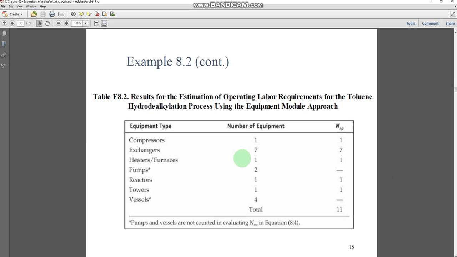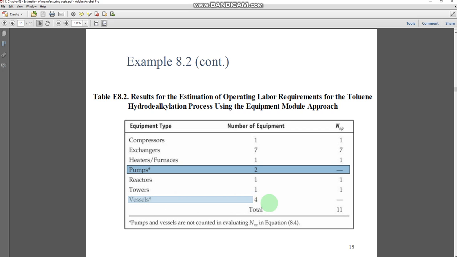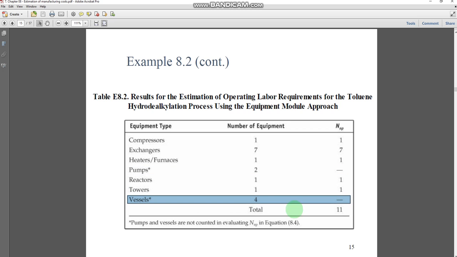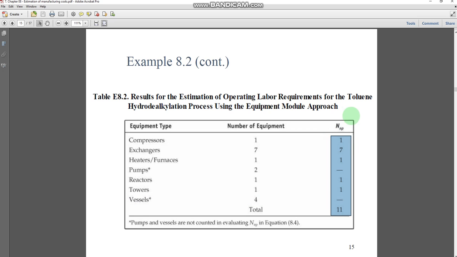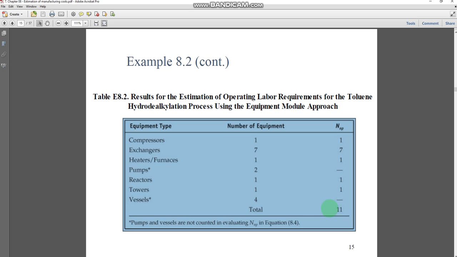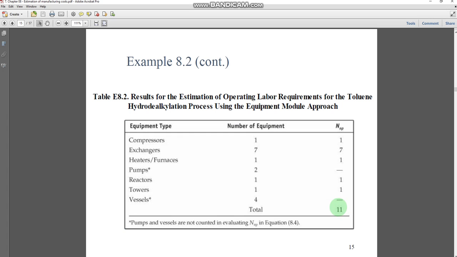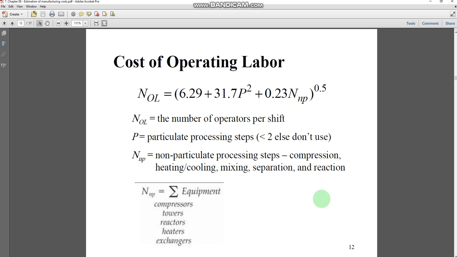You first make the list of all the equipment that you have in the plant, and then you see that this pump is not a part of the equation, so you can ignore the pumps. Similarly, the vessels should be removed from the equation. Then you add up all the equipment that comes under the category for N_NP, and the number comes out to be 11. Once you have this number, you can use this equation again.